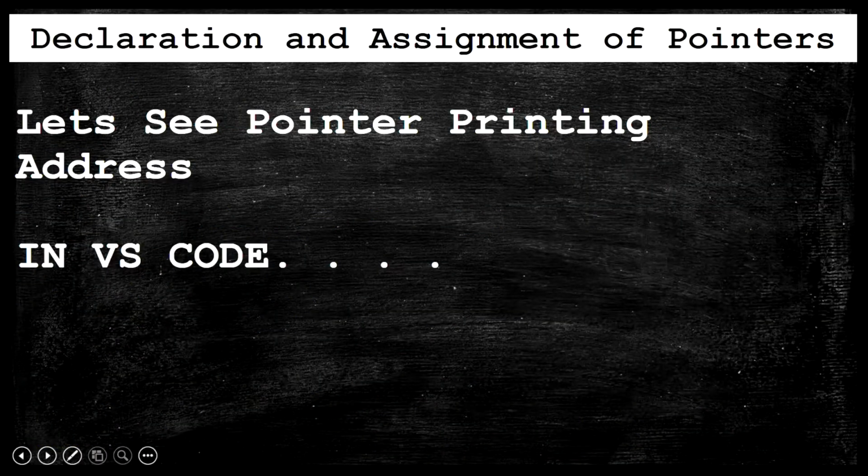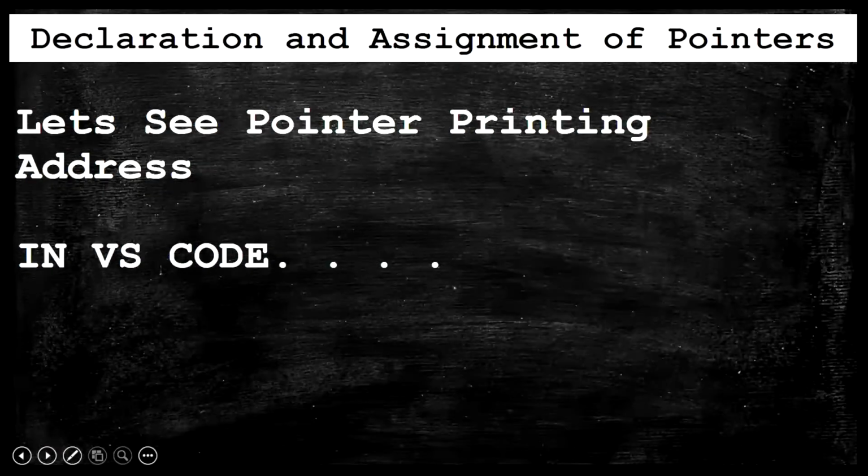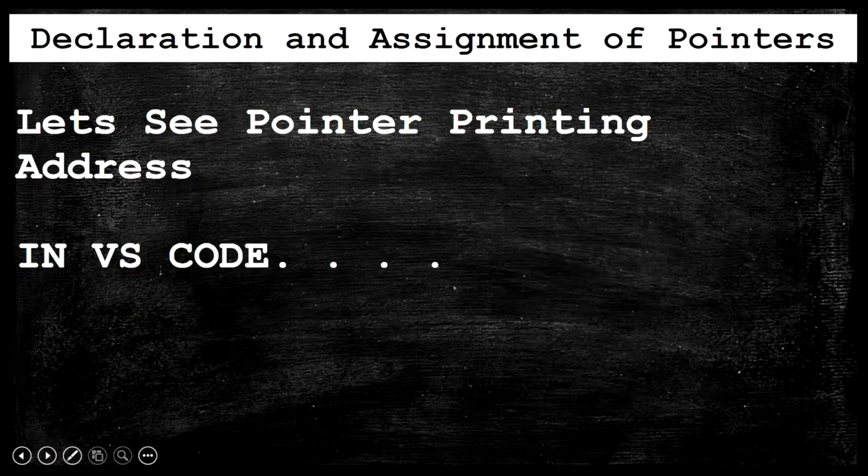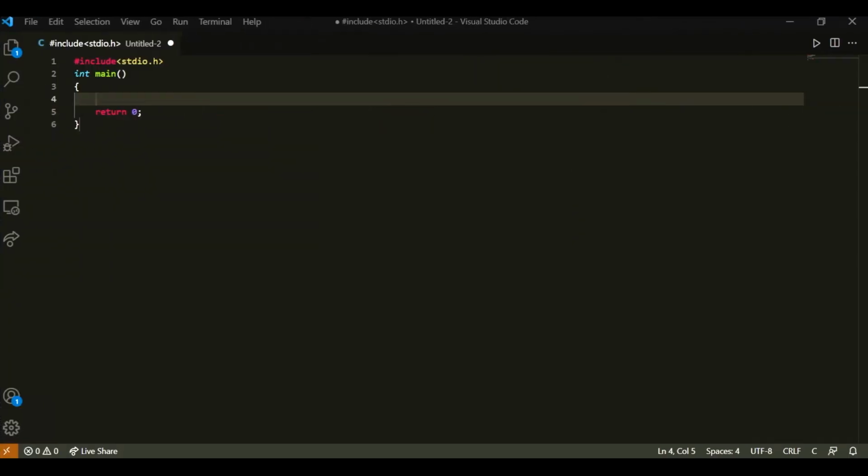Now let's see about pointers printing the address. In the understanding part which we did, we took 100, 101, 102 as the addresses for understanding purposes and keeping it small. I kept the numbers small, but in a real world scenario, the address is a very large number in our RAM. So let's see how we print addresses.